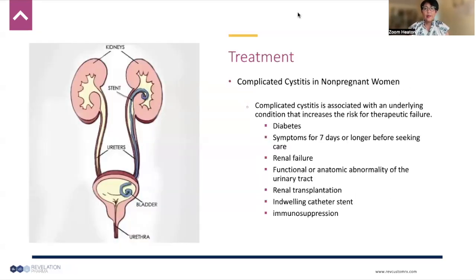Complicated cystitis is associated with an underlying condition that increases the risk for therapeutic failure. And these are some of the underlying conditions: diabetes, symptoms for 7 days or longer before seeking care, renal failure, functional or anatomic abnormality of the urinary tract, renal transplantation, indwelling catheter stent, and immunosuppression.